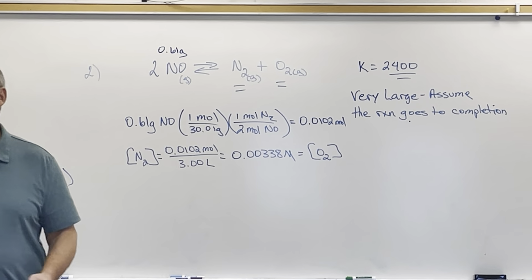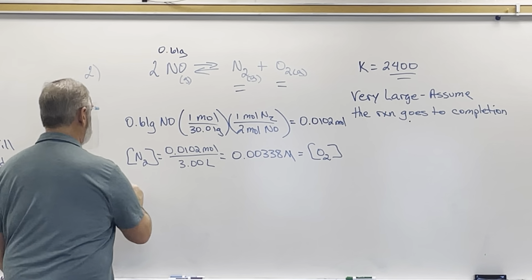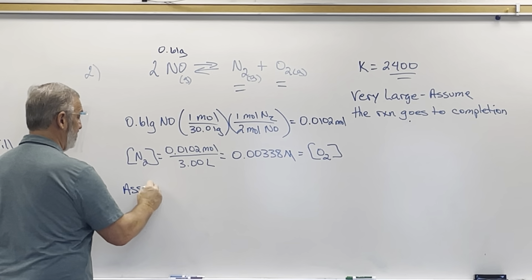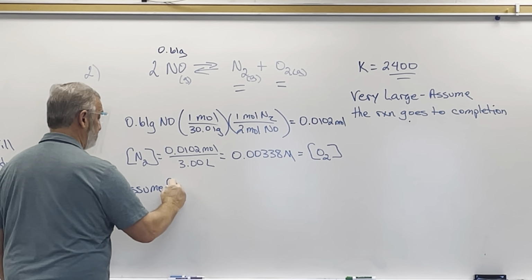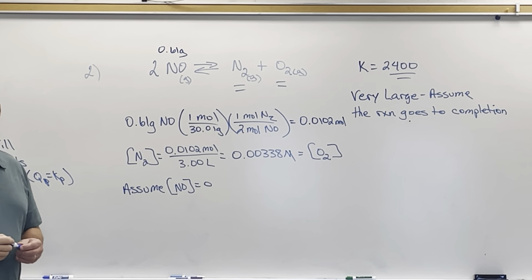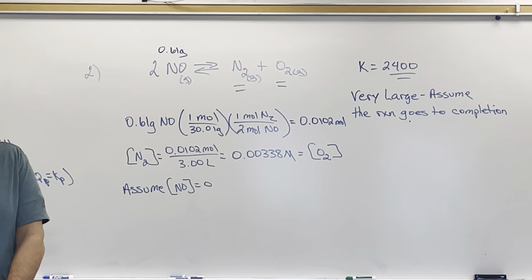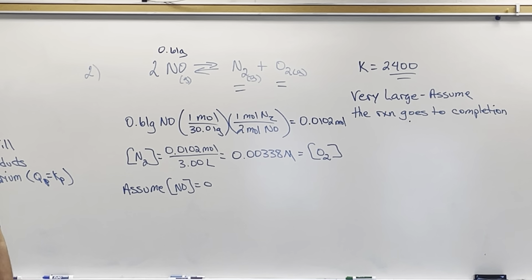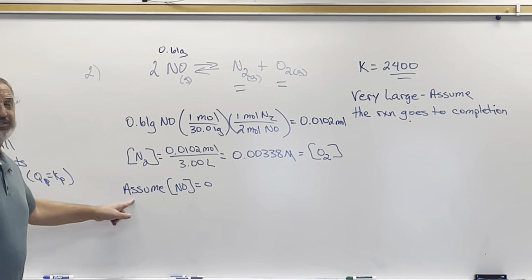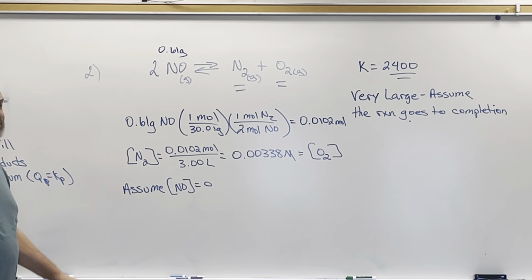And what are we assuming the NO concentration is going to be? Zero. Assume, and I know you're not supposed to assume. Now, if you did it as an equilibrium problem, did it come out pretty much exactly the same? Yeah. It was 0.0000840. Four zeros. Yeah.